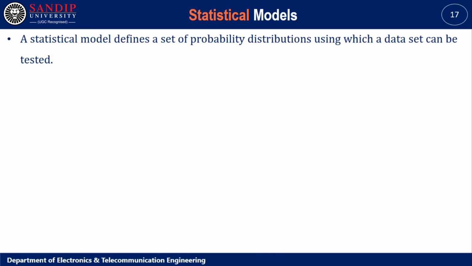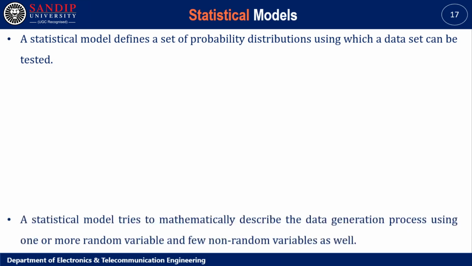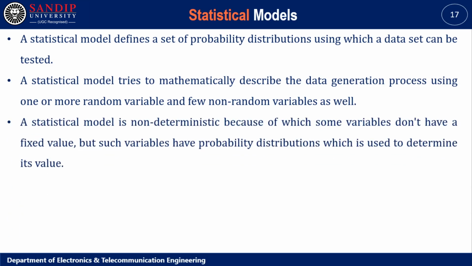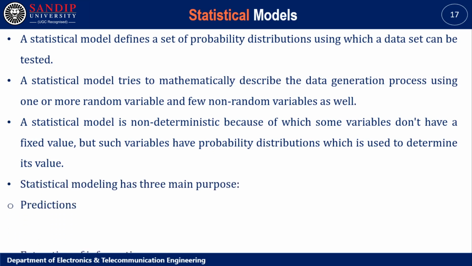A statistical model defines a set of probability distributions using which a data set can be tested. A statistical model tries to mathematically describe the data generation process using one or more random variables and a few non-random variables as well. A statistical model is non-deterministic, because of which some variables don't have a fixed value, but such variables have a probability distribution which is used to determine their value. Statistical modeling has three main purposes: predictions, extraction of information, and description of stochastic structures.